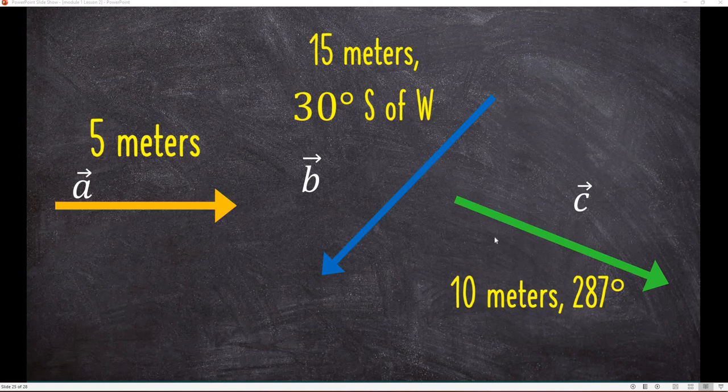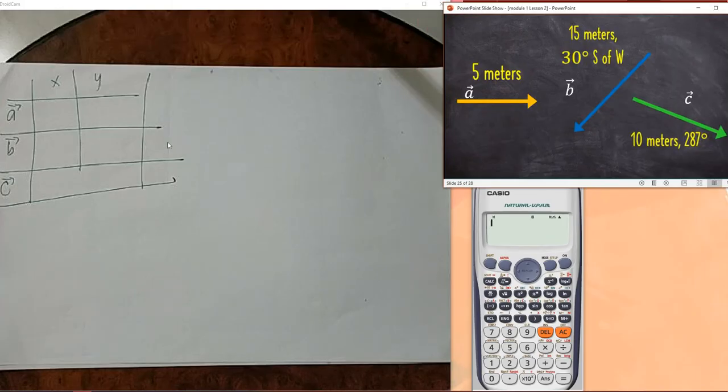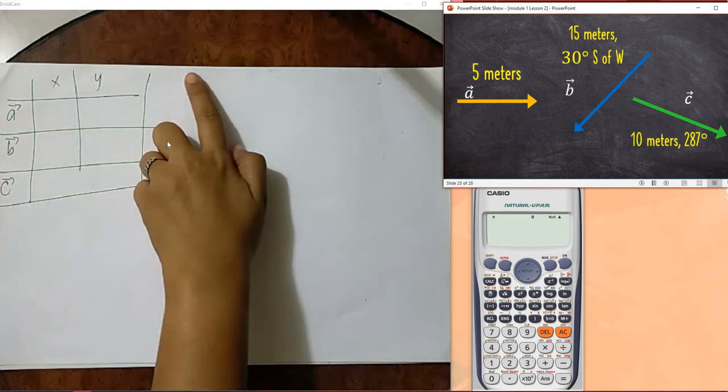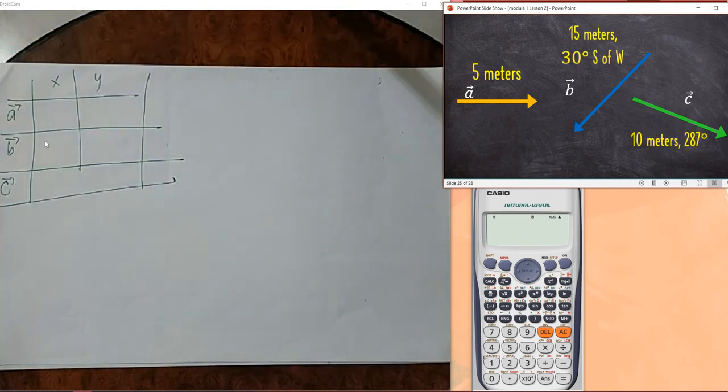So always remember na kapag nagsasubstitute tayo ng mga values using our d cosine theta at saka d sine theta, kailangan naka-counterclockwise direction na yung ating mga angle. Now, paano ba natin gagawin yon? So, meron ako ditong maliit na table para lalagyan natin mamaya ng mga values after getting the x and y component of every given vector.